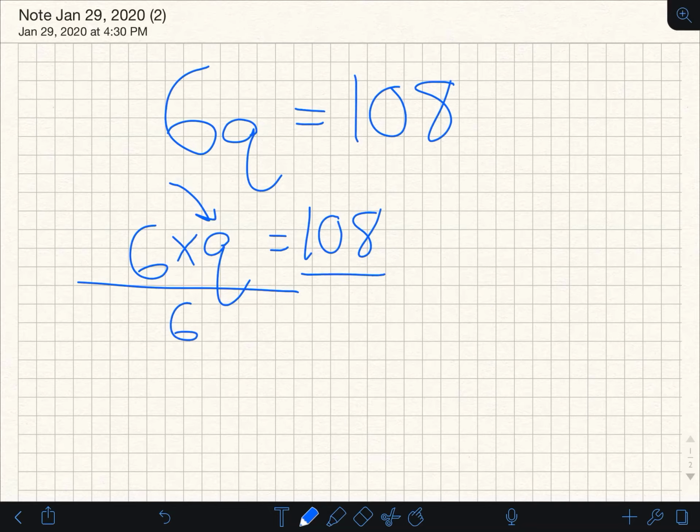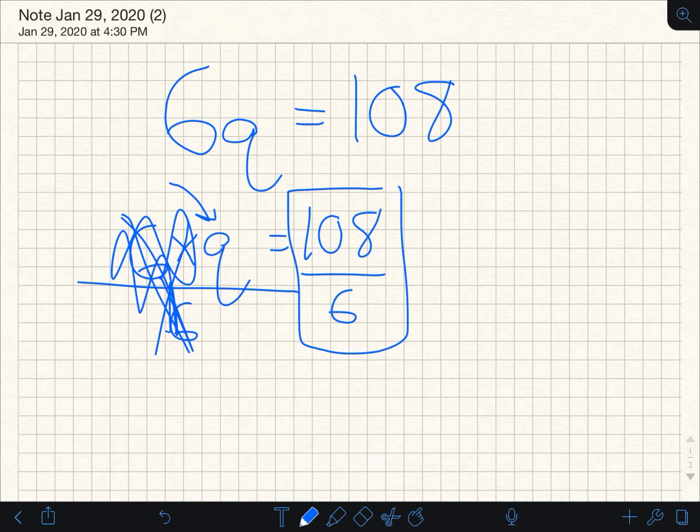Then we have to do the same thing on this side, because 6 divided by 6 is 1, which is the same as having just a q. So this will go away. And we divide this other side by 6 to get q all by itself. This side is saying 108 divided by 6.